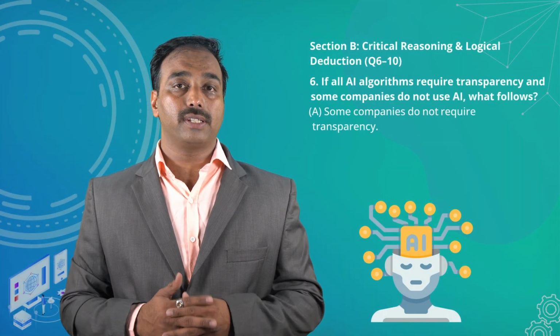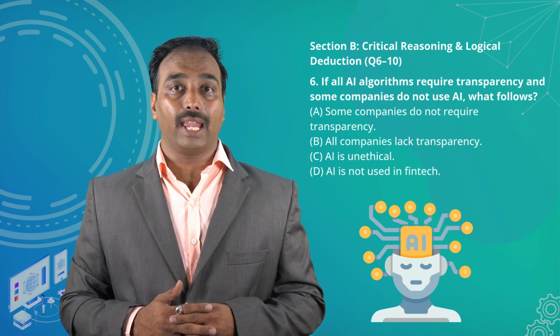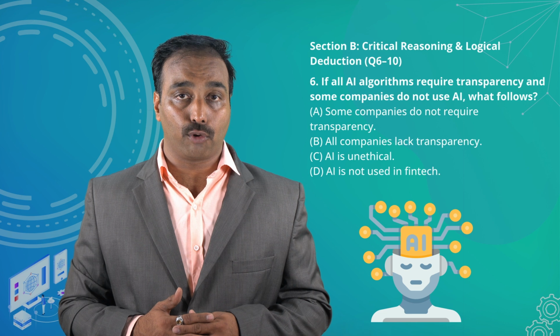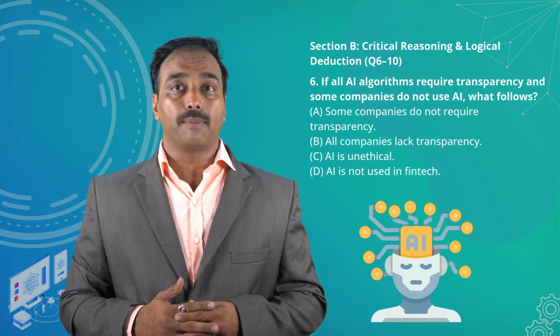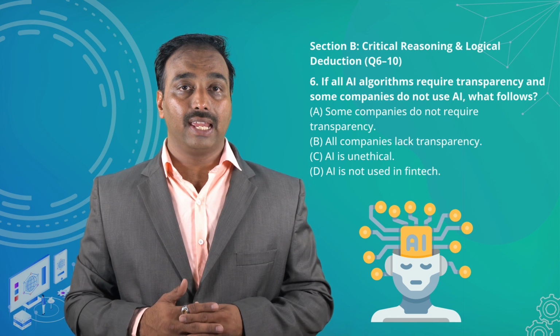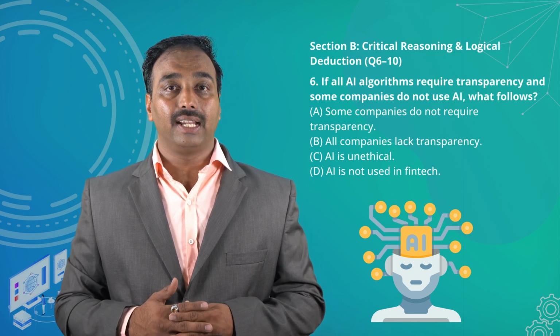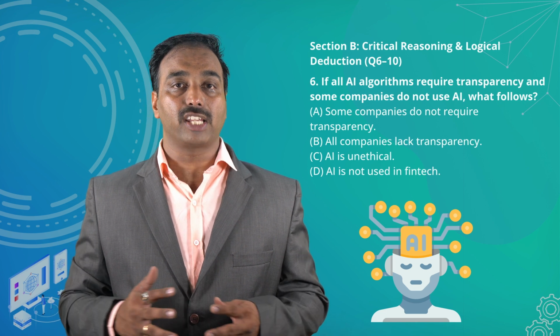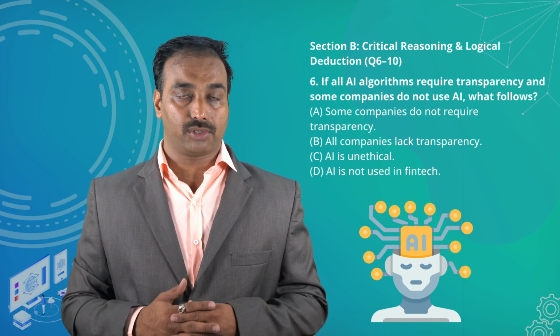Section B is about critical reasoning and logical deduction. If all AI algorithms require transparency and some companies do not use AI, what follows? Option A. Some companies do not require transparency. B. All companies lack transparency. C. AI is unethical. D. AI is not used in fintech. The correct option is option A. That is, transparency applies only to AI-based firms.